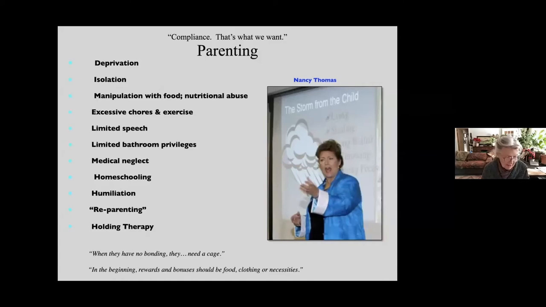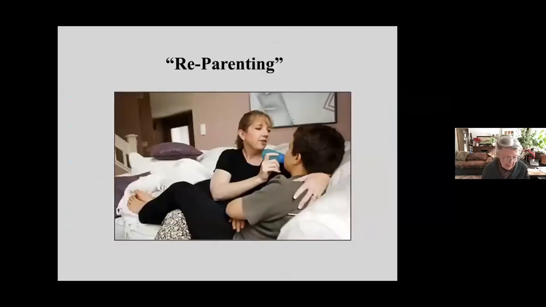Reparenting is done at home as well as in therapy. This is forced age regression that is supposed to help redo the child's early development. The mother treats the older child like an infant or toddler with bottle feeding and also with bathing and dressing the child.